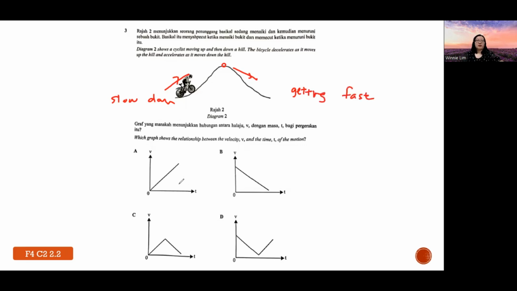So this is a velocity-time graph. For the beginning part, since you are slowing down, is your velocity increasing or decreasing? Velocity decreases, and later on velocity increases. So among A, B, C, D, D shows this idea: decreasing velocity, then increasing velocity.